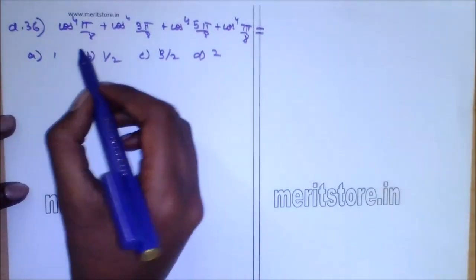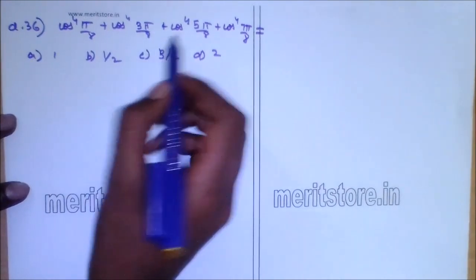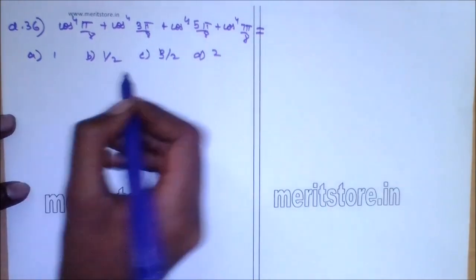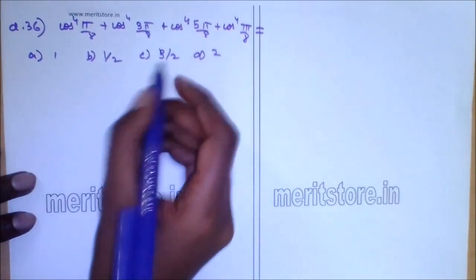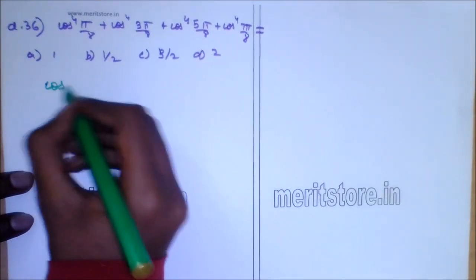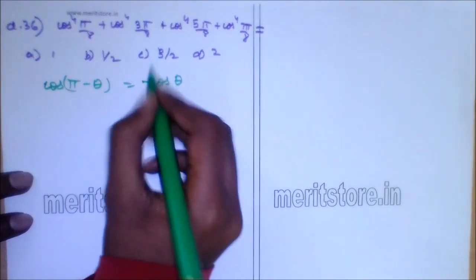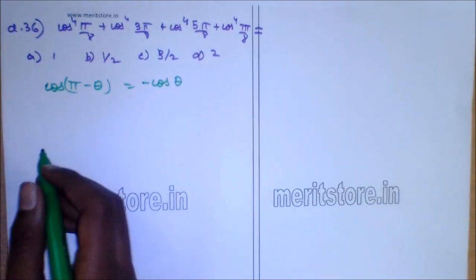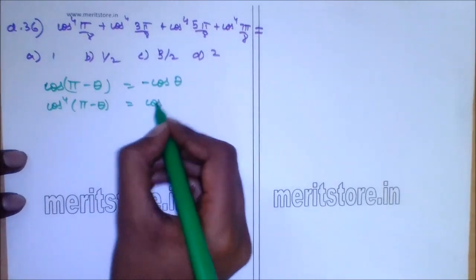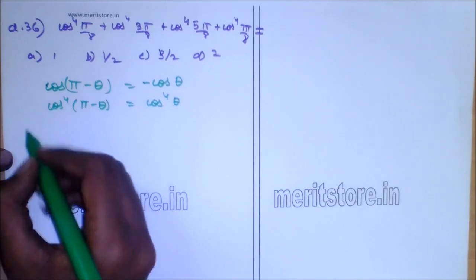In this question we have to evaluate the expression cos raised to 4 pi by 8 plus cos raised to 4 3 pi by 8 plus cos raised to 4 5 pi by 8 plus cos raised to 4 7 pi by 8. The options are 1, half, 3 by 2 and 2. So firstly we know that cos of pi minus theta is minus cos theta. So raising fourth power on both sides, we get cos raised to 4 of pi minus theta is equal to cos raised to 4 theta. So we apply the concept to each and every term.